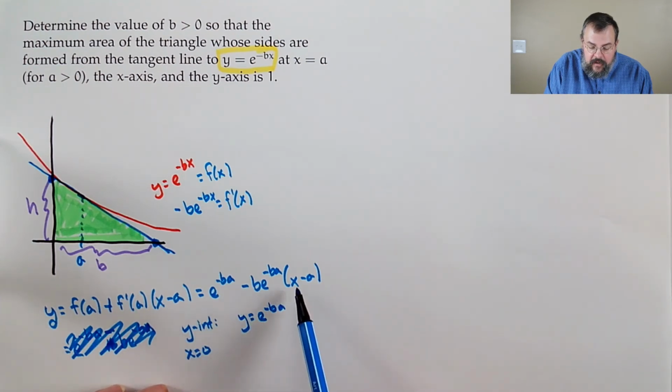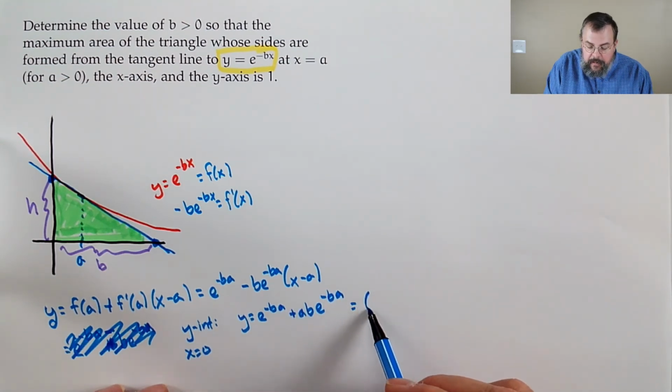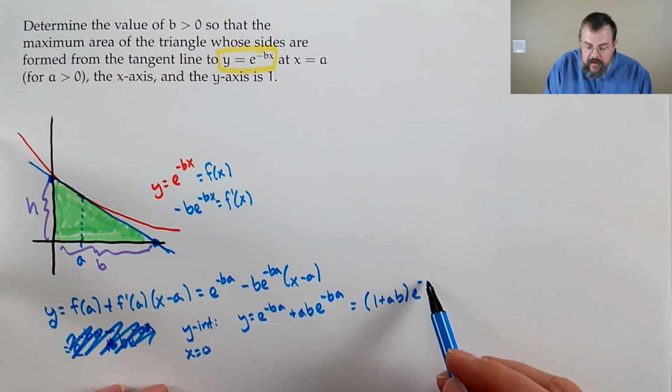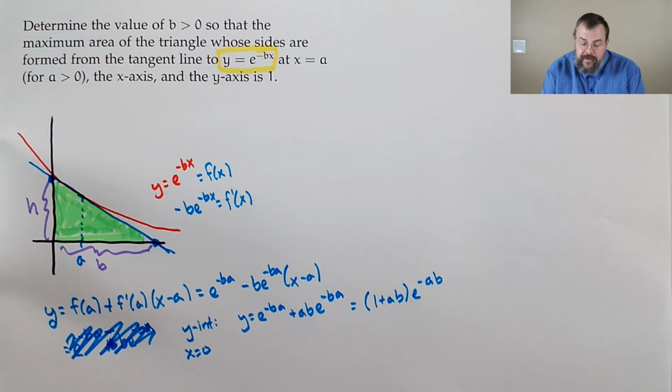And then here, this is 0. There's a minus a, so minus a times that. So that's plus ab e to the minus ba. Or if you like, that would be 1 plus a times b e to the minus a times b. All right, we can write it that way. Okay, so that's the y-intercept.